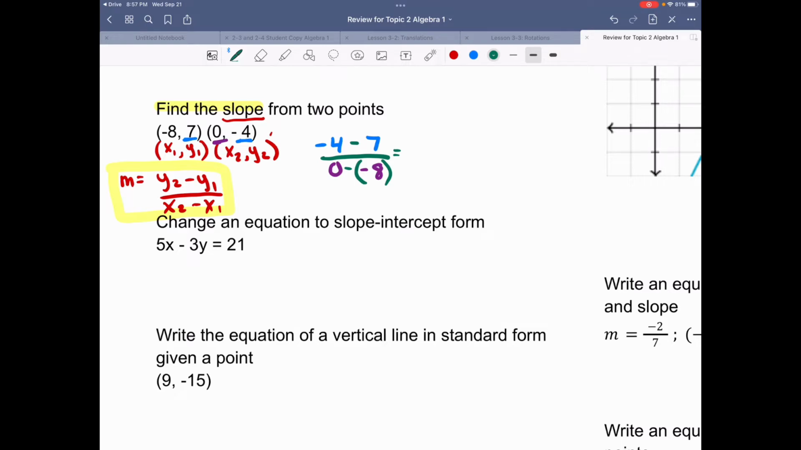Some people get that confused because the number 7 plus 4 is 11, and it's negative, which is less than, right? Like negative is a smaller number. And then this minus a negative is going to change to plus, and 0 plus 8 is 8. So the slope is -11/8. That cannot be reduced, so that is our answer.